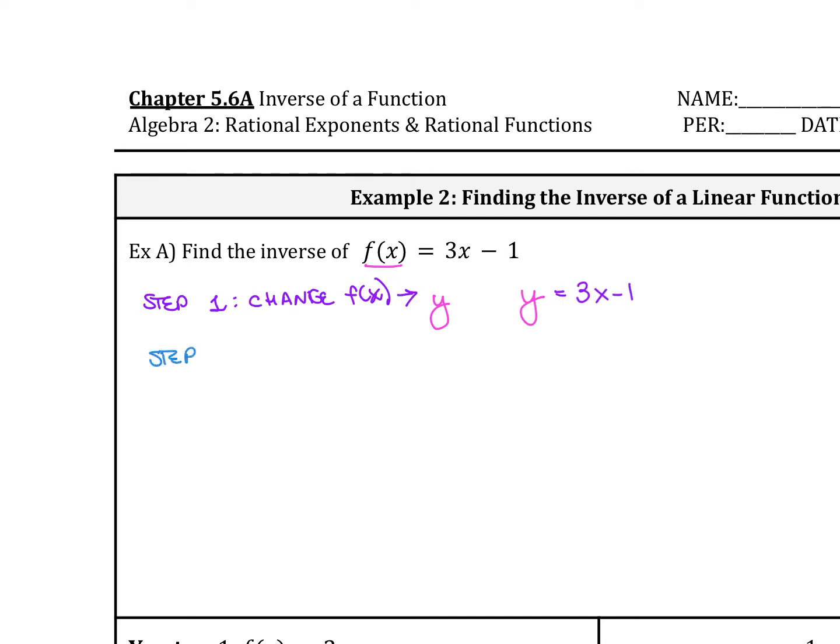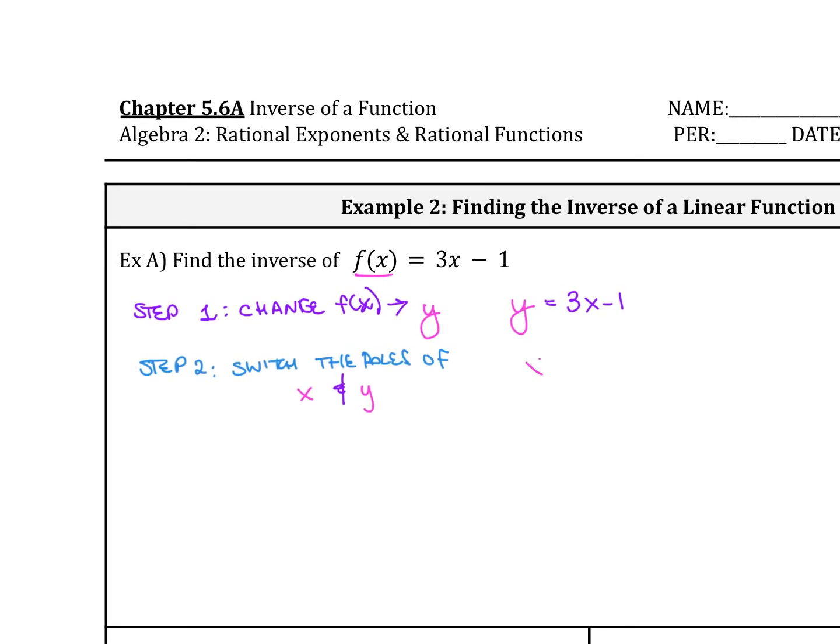Step 2, we're going to switch the roles of x and y. So now the y becomes the x, and x equals 3 times y minus 1. Then step 3, we're going to now solve for y.